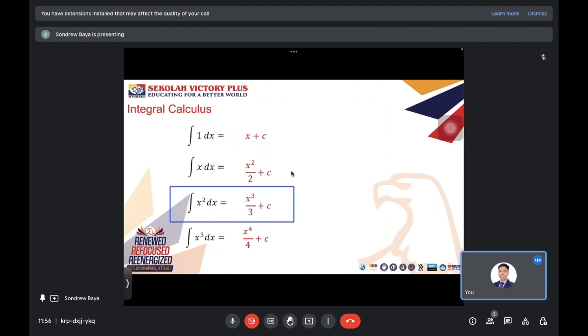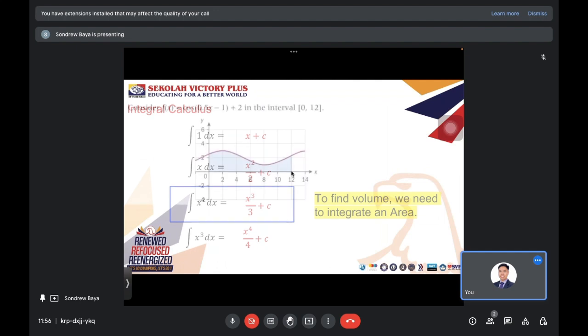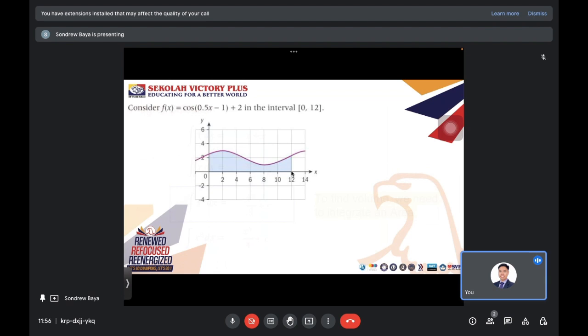In order for us to find the volumes of solids, we need to start with a formula for area, get its integral, and the integral results in the formula for volume. So to find the volume, we need to integrate an area. Let's consider this particular example.